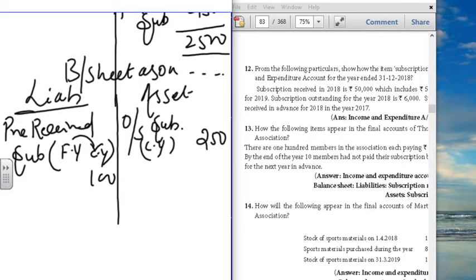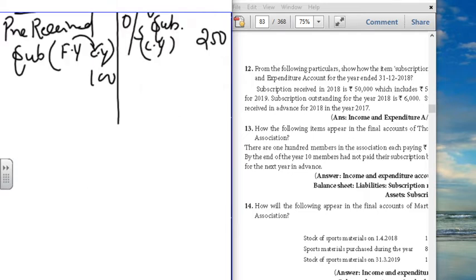Next, the type of problem you are going to see is about the sports club and the match fund, tournament expenses. So by this we are completing the subscription part, which is more important from the examination point of view. Then we'll move on to tournament stationery, sports club and match fund expenses, and how they appear in the income and expenditure account and in the balance sheet.